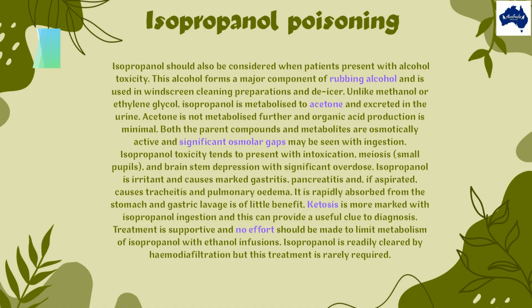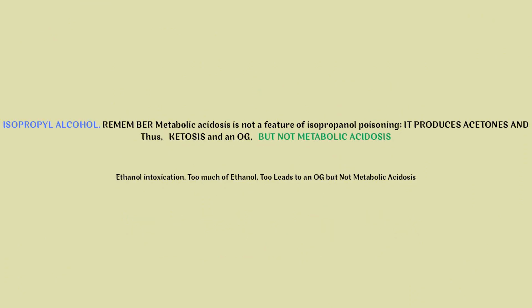In this context, if you suspect isopropanol intoxication, doing an anion gap would not lead us to the diagnosis. Thus, we need an osmolar gap assessment and checking the urine for ketosis. Similar to isopropyl alcohol, too much ethanol leads to intoxication, and this too leads to an osmolar gap but does not have a metabolic acidosis.